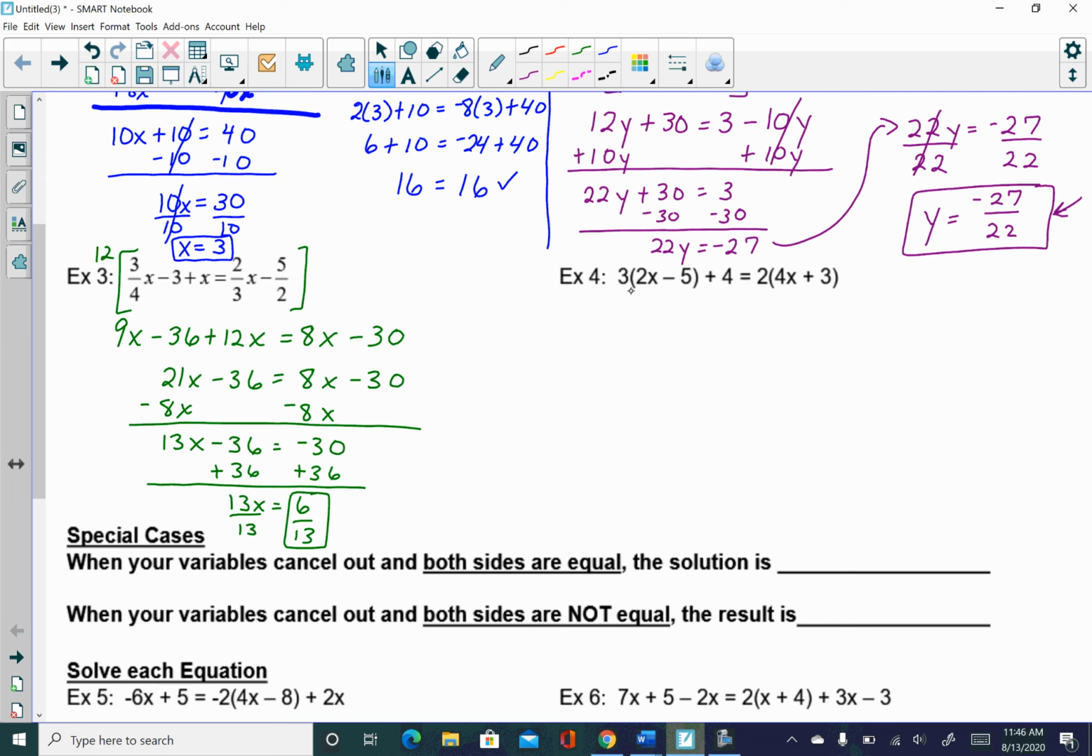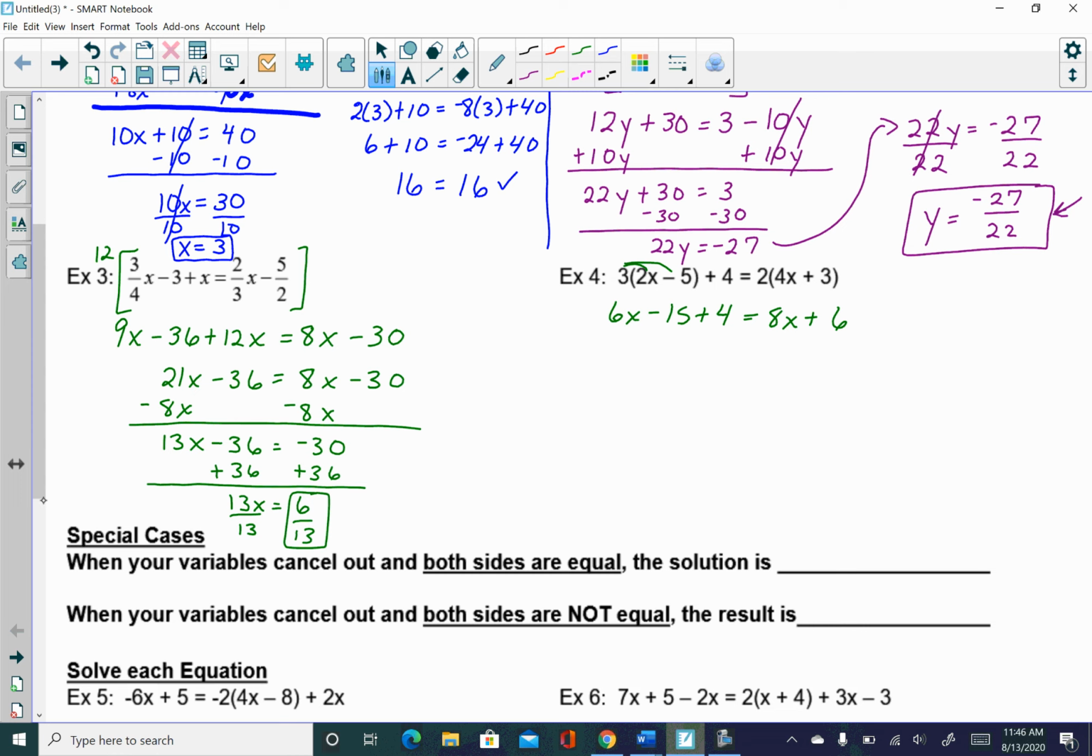Here, this one's a little different only in the fact that it has parentheses in it. So I'm going to first distribute through. 3 times 2x would give me 6x. 3 times negative 5 would be minus 15 and plus 4. Then take my 2 and distribute it. 8x plus 2 times 3 will give me 6. Okay, then from there, combine like terms, and then take your letters over. And again, I always do my letters next. I take over the smallest.